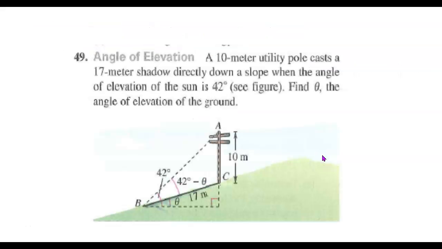Okay, now we're going to finish up our discussion of the law of sines with a couple of word problems or applications. A 10-meter utility pole, there it is, casts a 17-meter shadow directly down a slope when the angle of elevation of the sun is 42 degrees. Find theta, the angle of elevation of the ground.